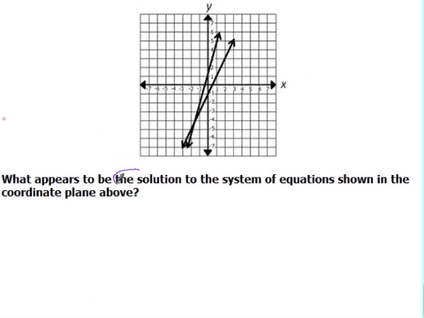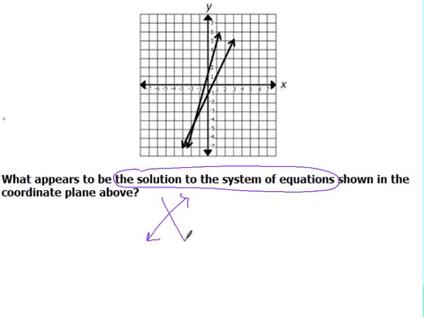Anytime a question asks me to find the solution to the system of equations, I know my answer can be one of 3 things. If the 2 lines intersect, there is one solution, and that one solution appears where the two intersect, and it is your x, y coordinate ordered pair.